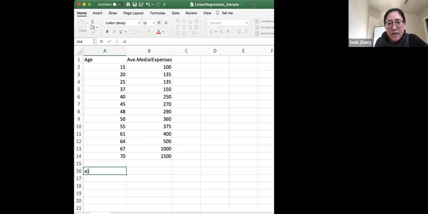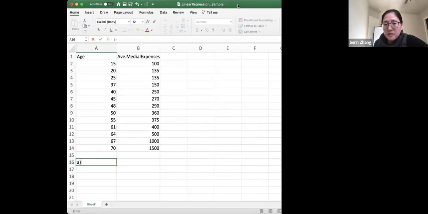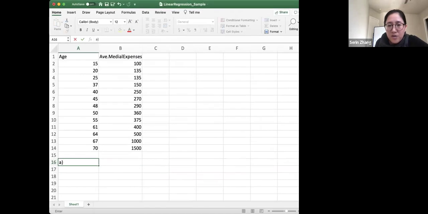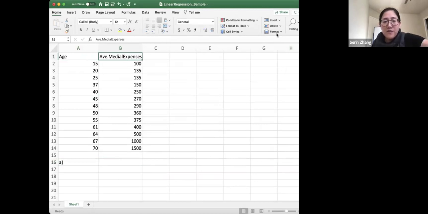So age and average medical expenses. So what do you think is the response? Age or the medical expenses? So the response variable is the dependent variable, okay, dependent. The response variable can be changed by the other variable, okay? So if age is the dependent variable, age can be changed by the medical expenses.